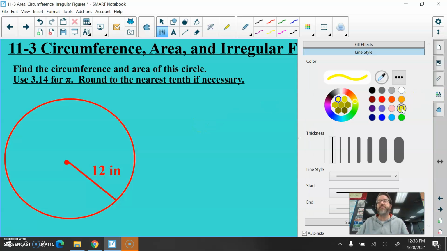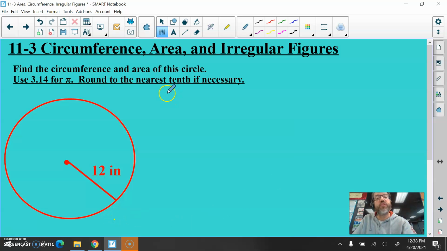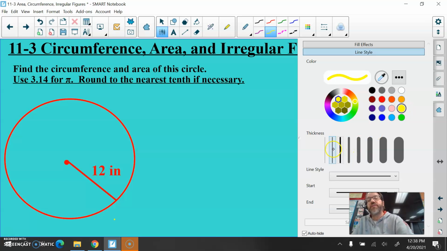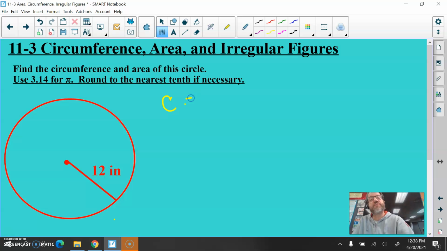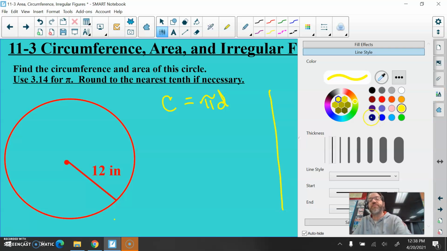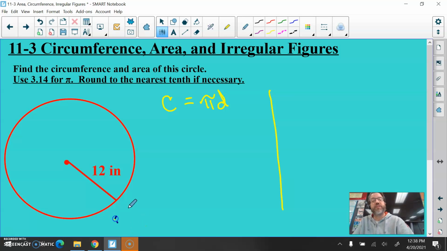We have two formulas that we need to know when we're working on circles. The first formula, circumference, simply states C equals pi d, which means you take pi, 3.14, times the diameter of that circle to find its circumference. I'll go with a darker color so it'll be hopefully a little easier to see. So C equals pi times d.